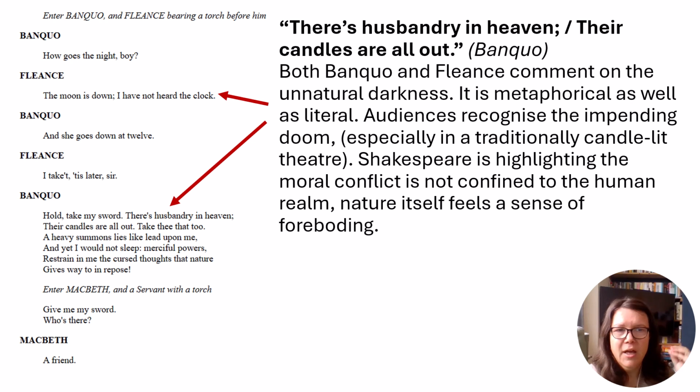It's highlighting that the moral conflict that we have this night, as Macbeth begins to feel like he shouldn't do it and then does go ahead and do it, is not just confined to the human realm. It is actually part of the nature of Scotland, and that will create this sense of foreboding. So that's our first quote.